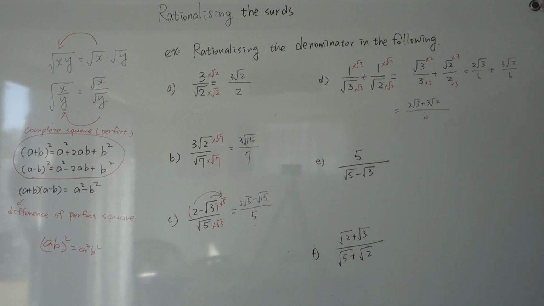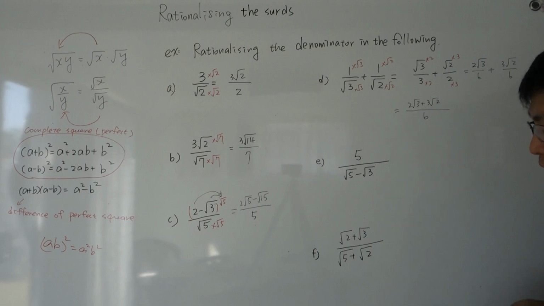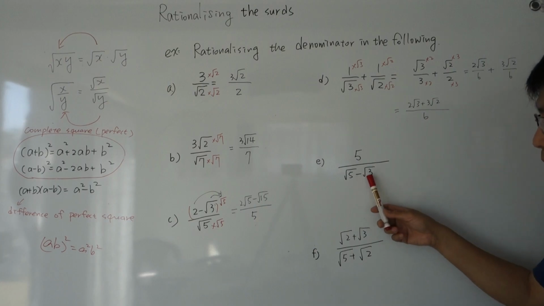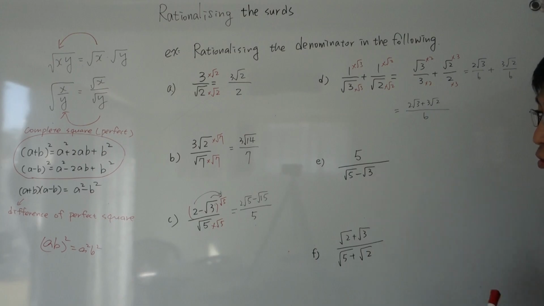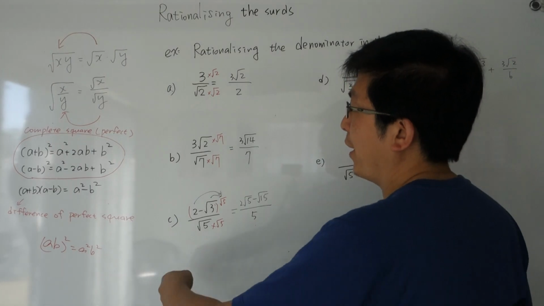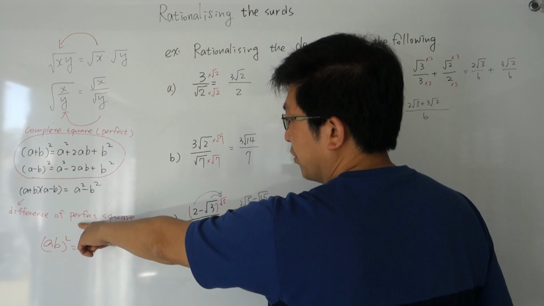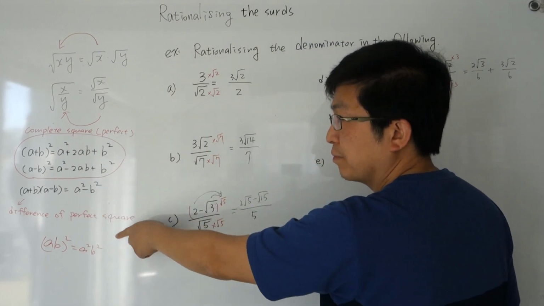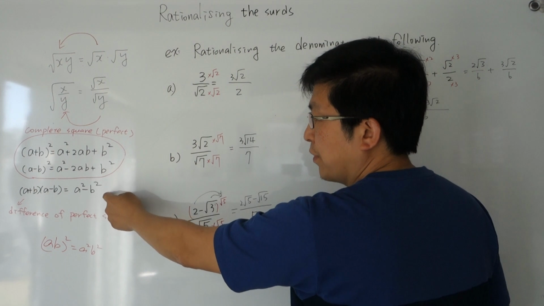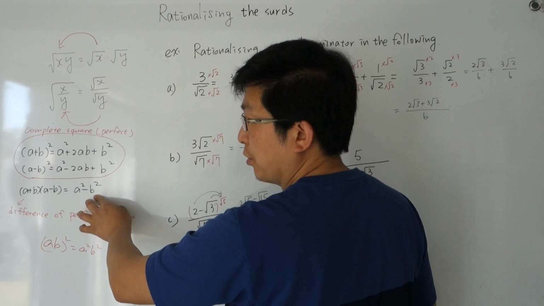Okay. Oh, there are two terms in the denominator. Remember, this is called a binomial product. So how do we make the denominator become an integer? We need to use one very important formula. That's why I need to keep the formula here: the complete square and the difference of perfect squares. Which one should we use? This one, the difference of perfect squares, because we can produce a squared minus b squared, and we can cancel the surds.